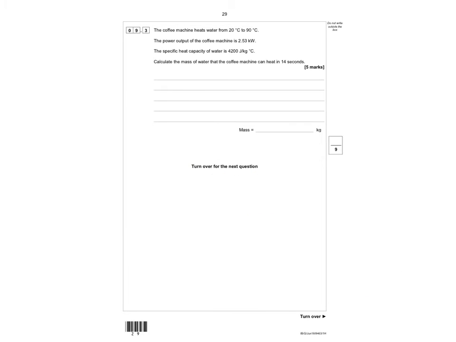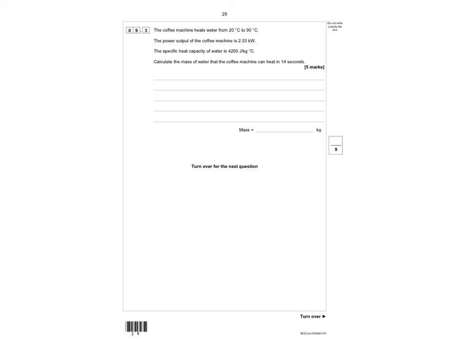For question 9.3, the coffee machine heats water from 20 to 90 degrees Celsius. The power output of the coffee machine is 2.53 kilowatts, as we just had, and the specific heat capacity of water is 4,200 joules per kilogram degrees C. Calculate the mass of water that the coffee machine can heat in 14 seconds. It's worth 5 marks, so there's quite a lot to do.